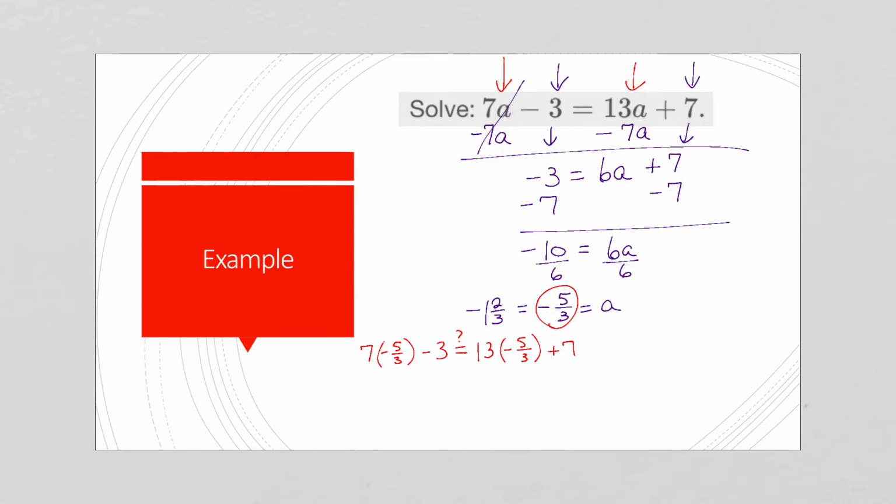7 times negative 5/3 minus 3, and I get an answer of negative 14 2/3. And now on the right-hand side, I get 13 times negative 5/3 plus 7, and I get negative 14 2/3. And that's exactly what I was hoping for. So I know for sure this is my answer.